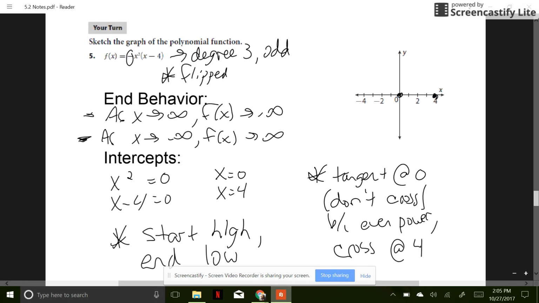So we're going to start high. We're going to touch the x-axis but not cross it. I'm going to cross that 4 and we're going to end low. And so our graph is going to look something like that.